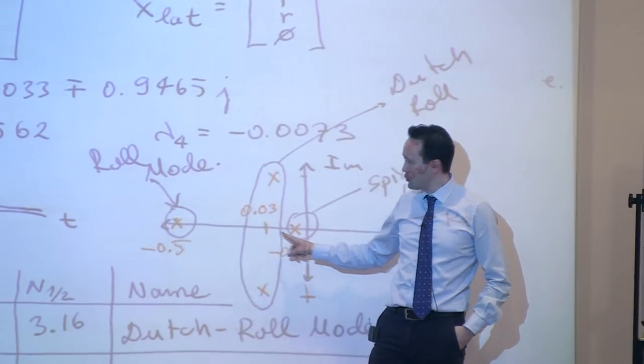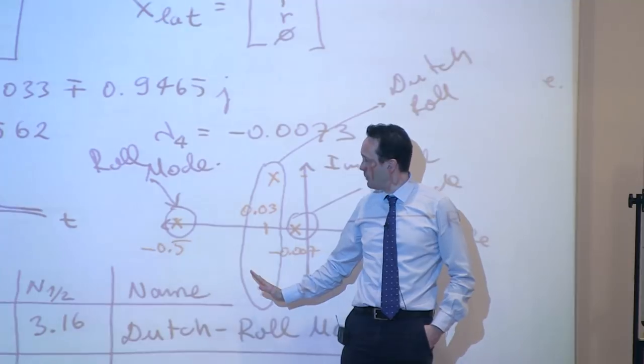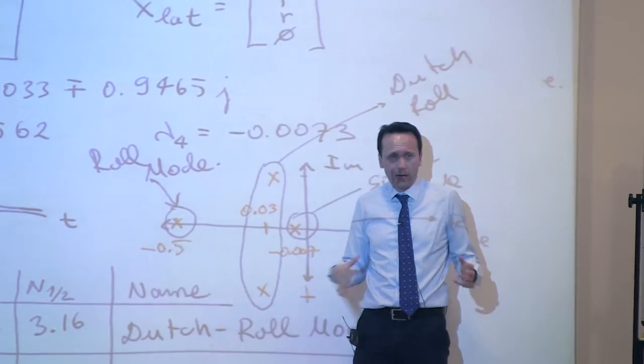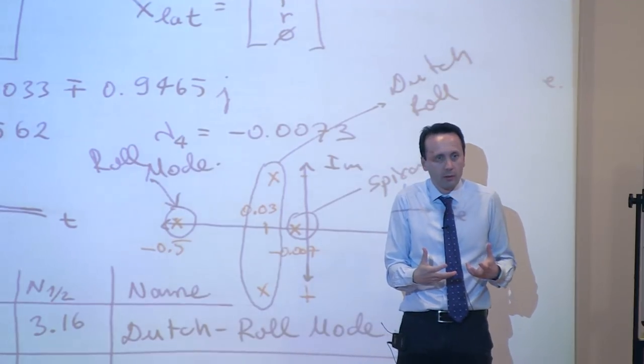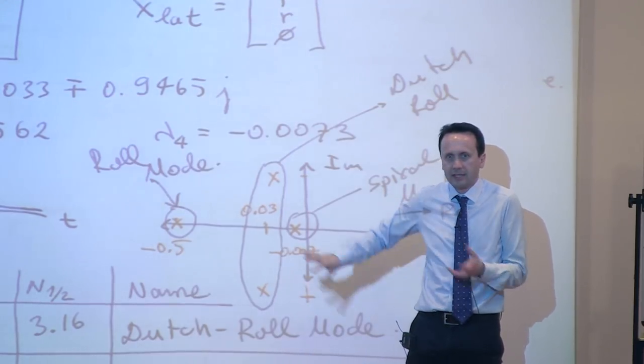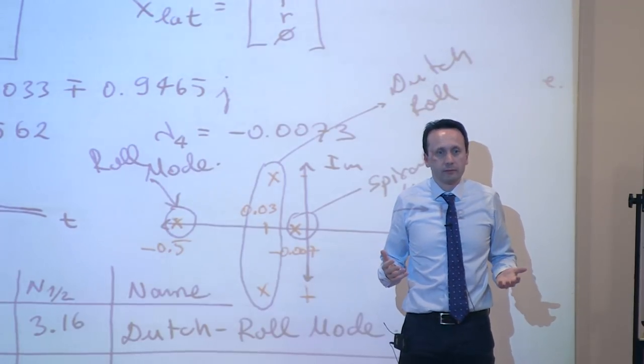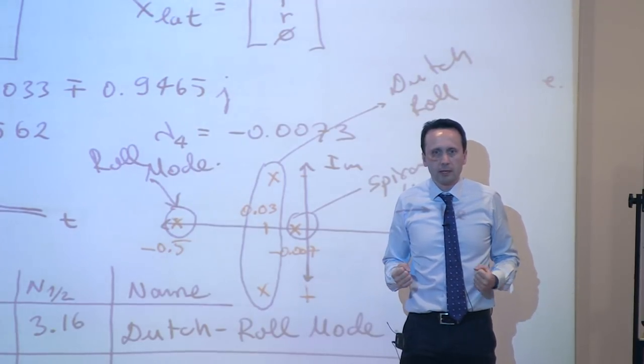One is close to the imaginary, one is far away, and one is in the middle. So we call this a roll. This one, the roll mode, spiral mode, and the Dutch roll mode. That's how I decide on these modes. Okay? As I said, if it doesn't look like this, then maybe it's not a conventional airplane then. You see what I'm saying?